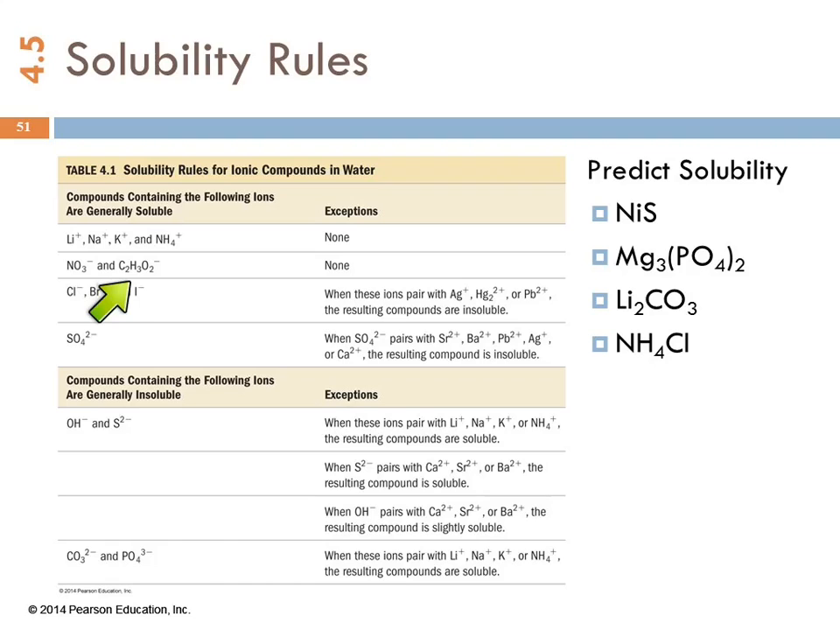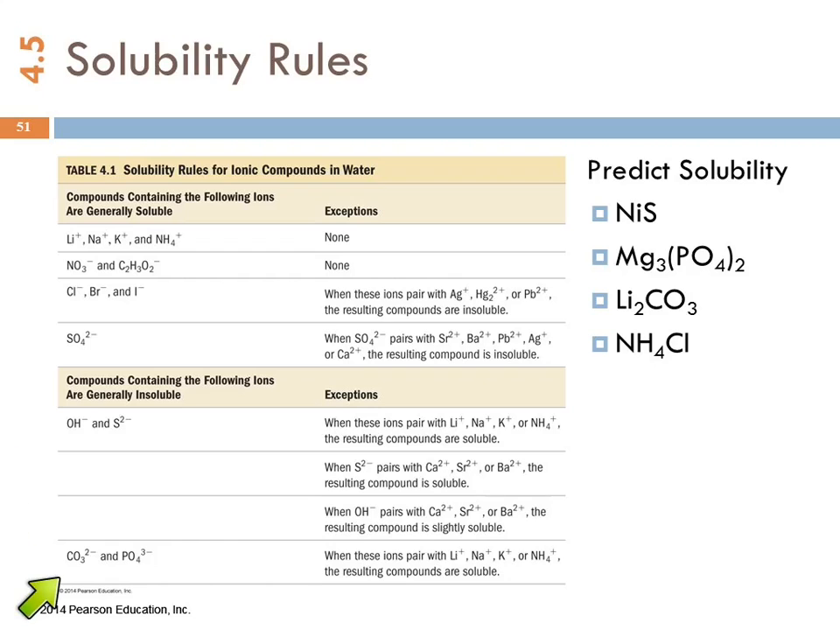Nitrate and acetate compounds are soluble. No exceptions. Chloride, bromide, and iodide. What do these guys have in common? Halides. When they're an ion, we call them halides. The group is the halogens. These are generally soluble, except when they get with silver, with mercury 1, or with lead 2, they form an insoluble compound. And sulfate compounds are soluble, except with strontium, barium, lead 2, and silver, or calcium. And those guys then are insoluble.